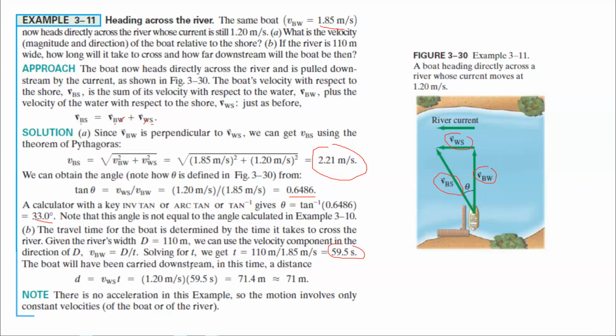But the boat will be carried downstream this time. So a distance, because you're asked how far downstream. So the distance is you will be using VW as here times time because it will be carried by the current. So there, 1.20 meter per second times 59.5 seconds. So you'll get 71 meters. Okay. So take note, this is relative motion or having constant velocity and not with accelerated motion.